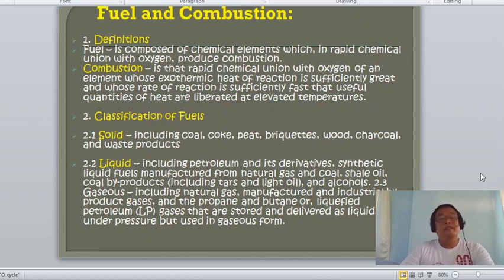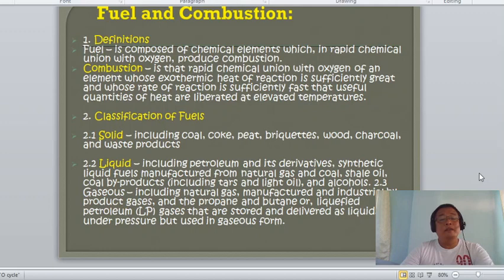Combustion is rapid chemical union with oxygen of an element whose exothermic heat of reaction is sufficiently great and whose rate of reaction is sufficiently fast that useful quantities of heat are liberated at elevated temperature. So that is combustion, rapid union of fuel and oxygen. So let us now take the classification of fuels.